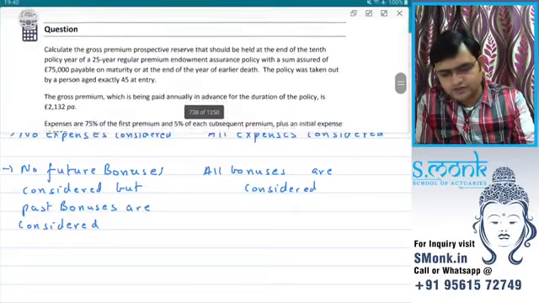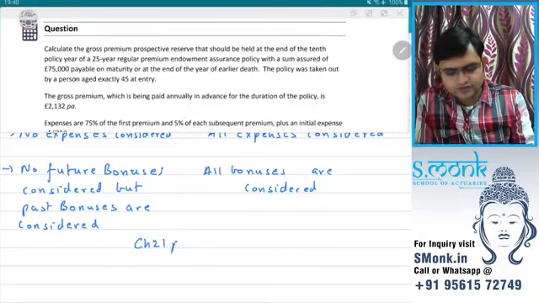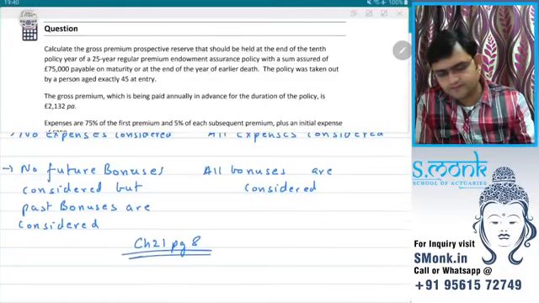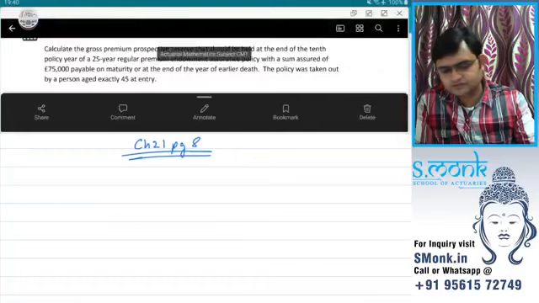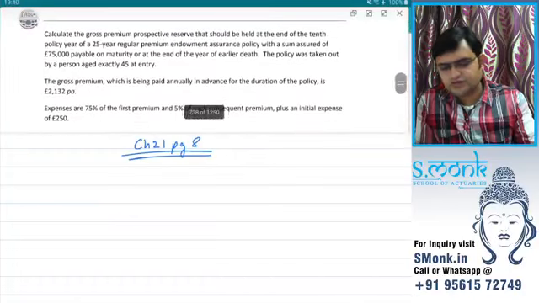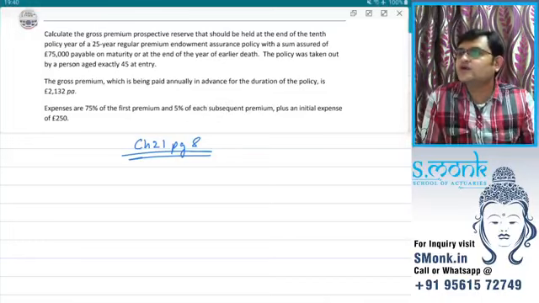Page number 8, question. This is chapter 21, page 8. So, calculate the gross premium prospective reserve that should be held at the end of the 10th policy year of a 25-year regular premium endowment assurance policy with a sum assured of 75,000.